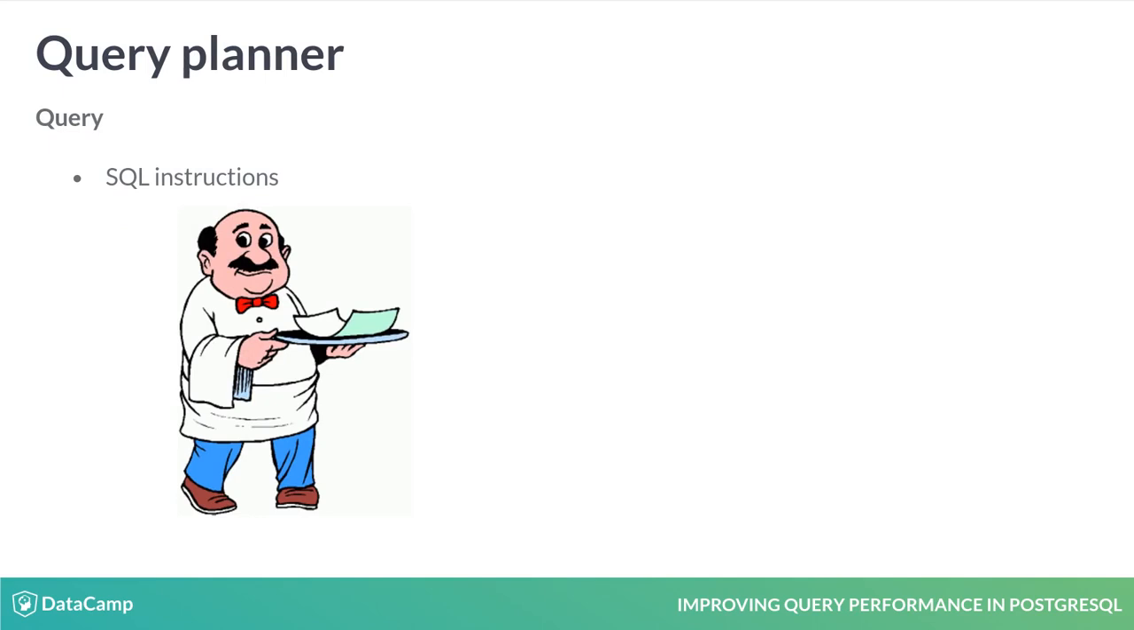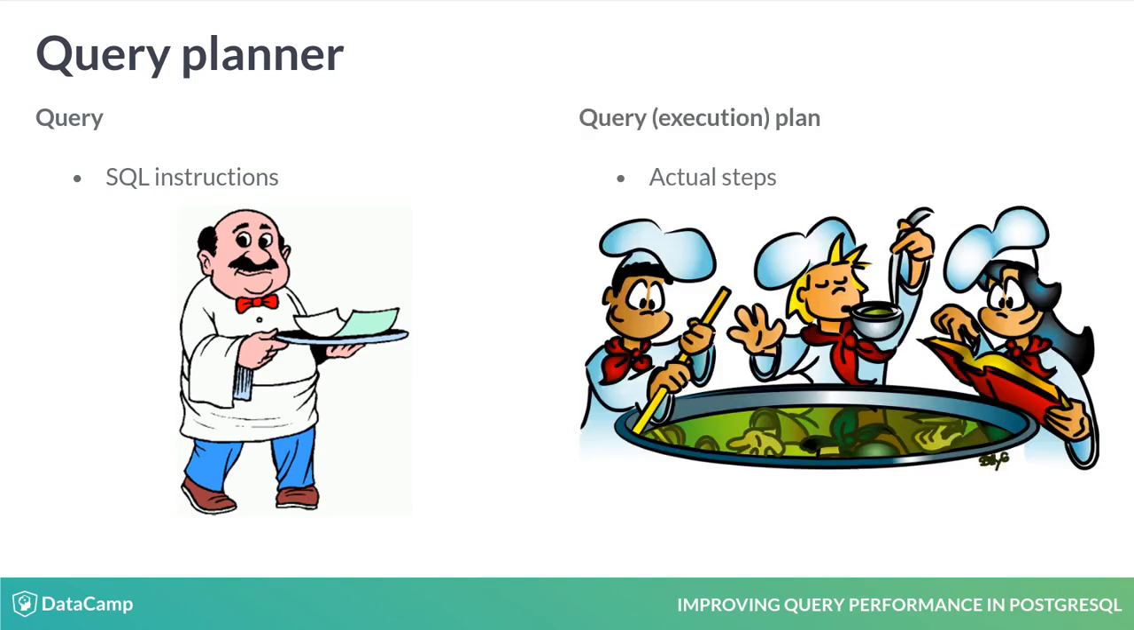Imagine you are at a restaurant. Your order is the query, or SQL instructions. You select your food from the menu. The waiter takes the request to the kitchen. The cooks determine how to best execute it. The cooks create the actual steps that return food.